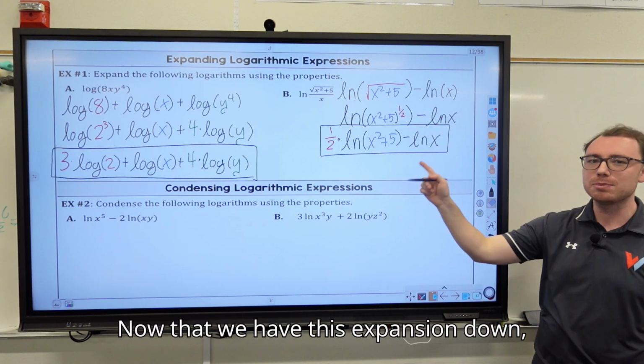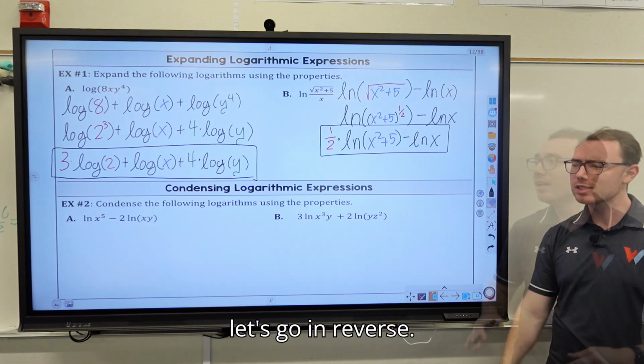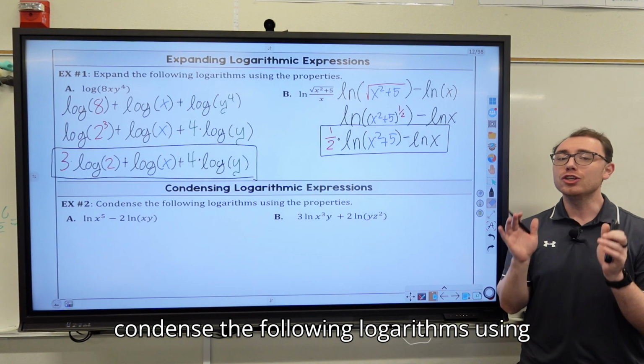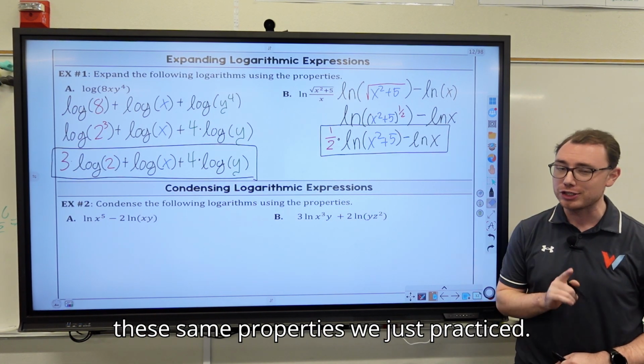Now that we have this expansion down, let's go in reverse. Now, in example 2, we're going to condense the following logarithms using these same properties we just practiced.